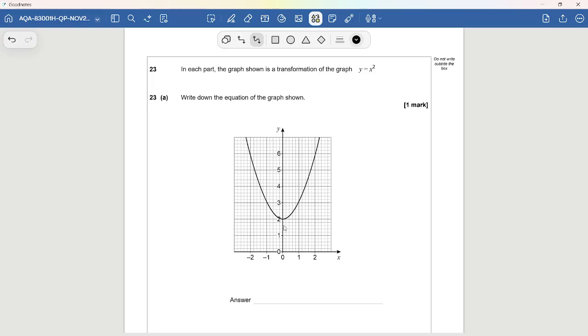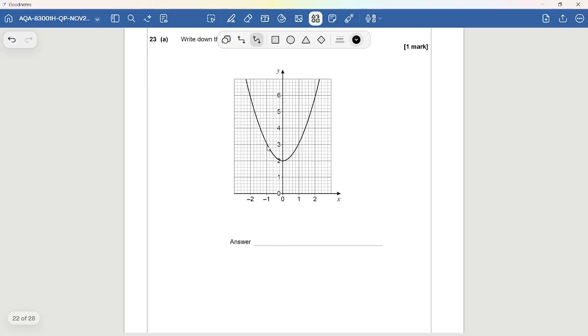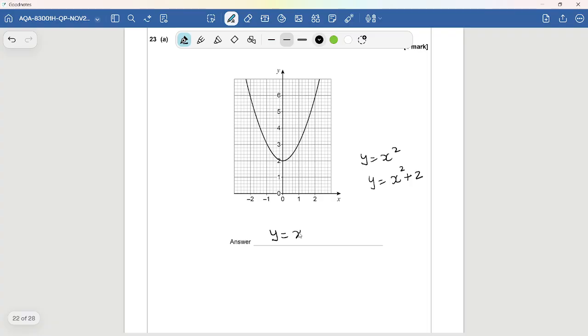We see it has been lifted 2 units above on the y-axis. So from y is x square, if this is taken as the original equation, if you have lifted the graph or shifted it 2 units above on the y-axis, it will undergo a change of 2 units up for the y value. So the new equation or the transformed graph's equation will be y is x square plus 2.